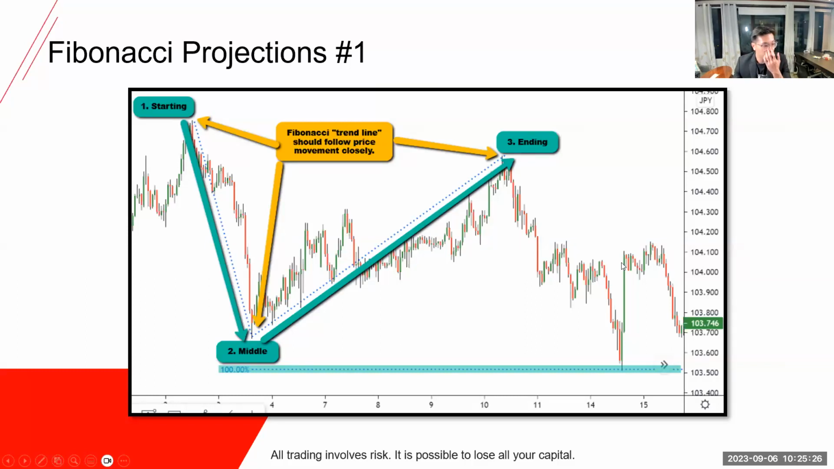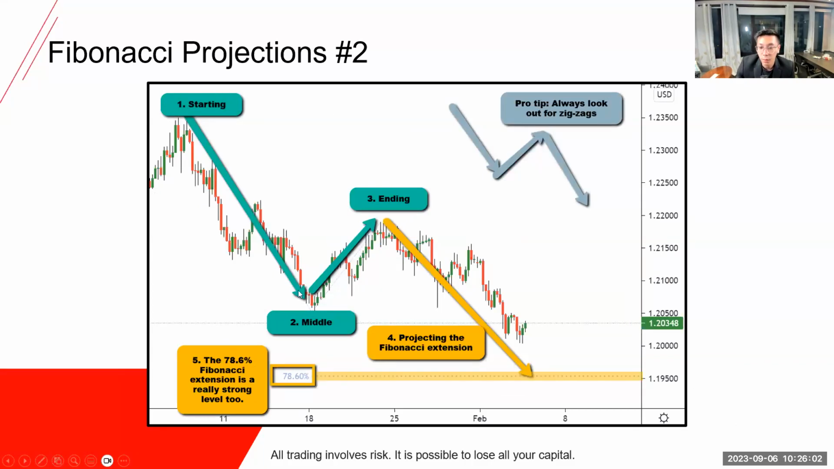Here's a simple example. You can see clearly the starting, middle, and ending points follow the swing highs and lows of the price. This will be your start, your swing high, your swing low your middle, and lastly your last swing high will be your ending. So the Fib trend line should follow price movement closely and should not deviate too much from the trend line itself.